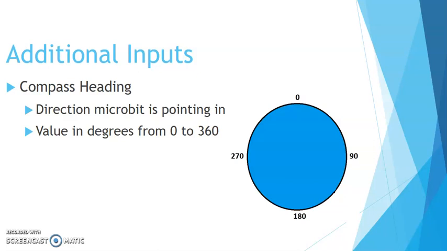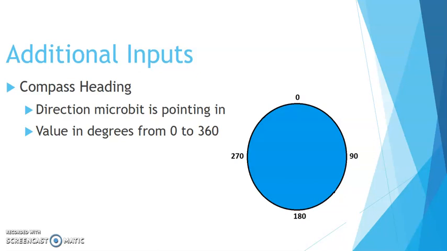So this is the direction the micro:bit is pointing in. So it is a value in degrees from 0 to 360. So when we're talking about that direction, 0 is at 12 o'clock or north, 90 degrees is at east or 3 o'clock, 180 degrees is at 6 o'clock or south, 270 degrees is in a westerly direction or at 9 o'clock, and then we're back up to 360 degrees again, back up to the 12 o'clock or pointing north again.